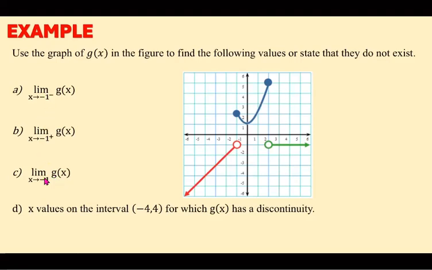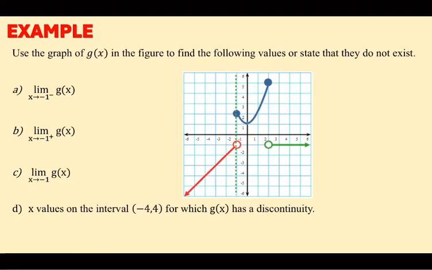So we are interested in finding all these three: the left-hand limit, the right-hand limit, and the limit of the function at -1. What I'm going to do is draw a vertical line at -1 so that it's easy for me to handle this problem. Okay, so I've drawn a vertical line passing through -1, which is here.